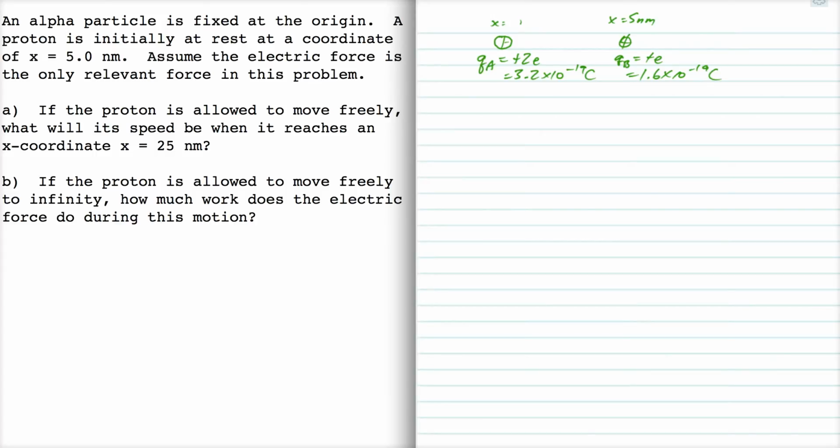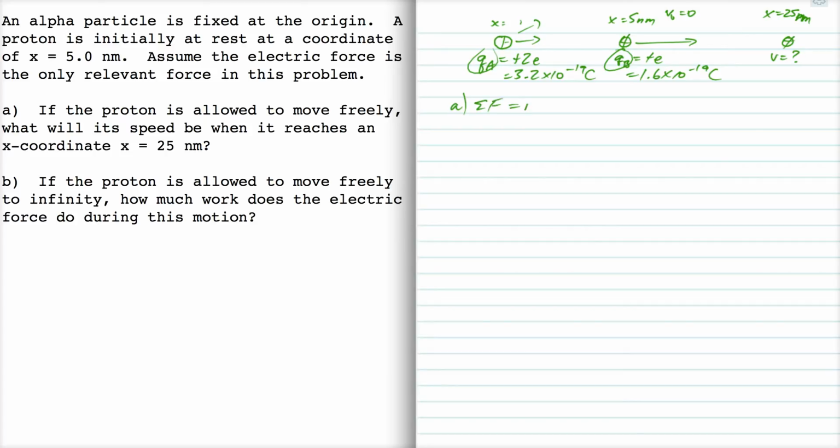The proton is initially at rest, and it's going to move out to some distance here, x equals 25 nanometers. And we want to know what is the final velocity when it gets out there. That's for part A. Okay, so this is a non-uniform field, right? So charge QB is moving within the field that's generated by charge QA.